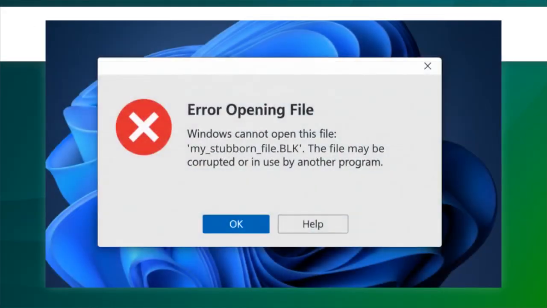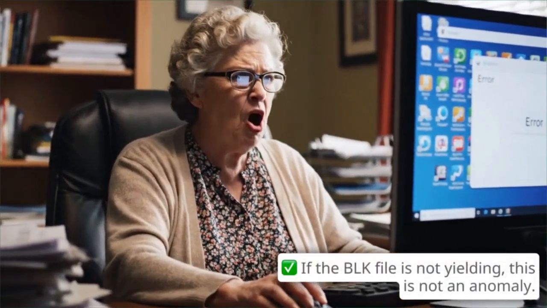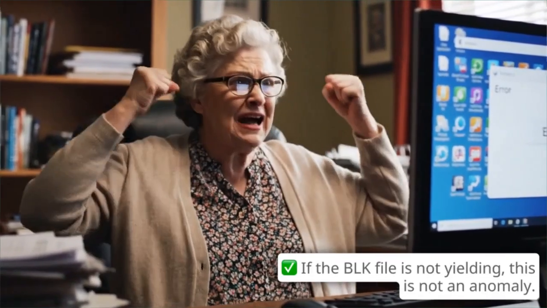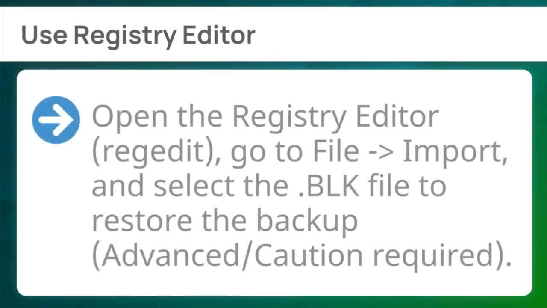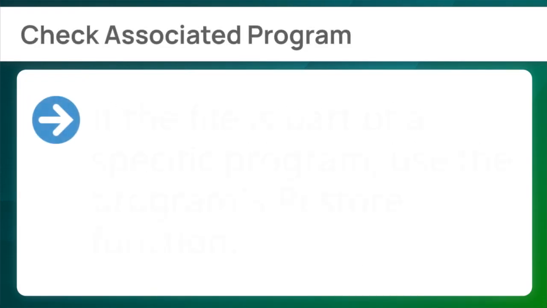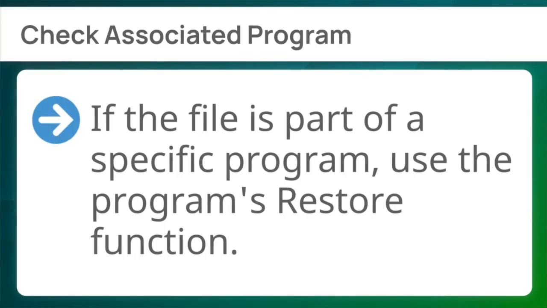If your BLK file still refuses to open, stay calm. When the file won't budge, the error is typically related to three simple things. Use the following checklist to quickly identify the issue that persists. First, recognize the file type. Understand that .blk files are registry backup files and are not meant to be opened manually. Next, use Registry Editor. Open the Registry Editor, Regedit, go to File, Import, and select the BLK file to restore the backup. Advanced caution required. Finally, check Associated Program. If the file is part of a specific program, use the program's restore function.